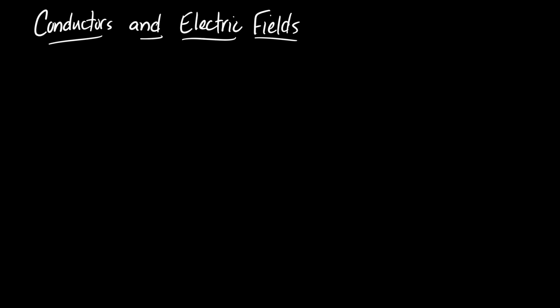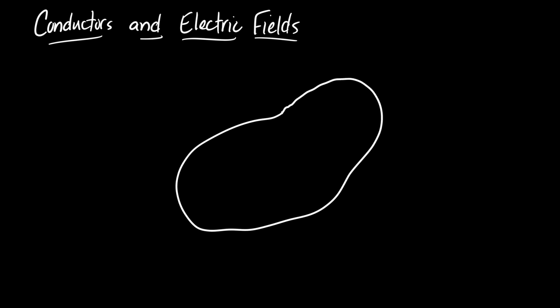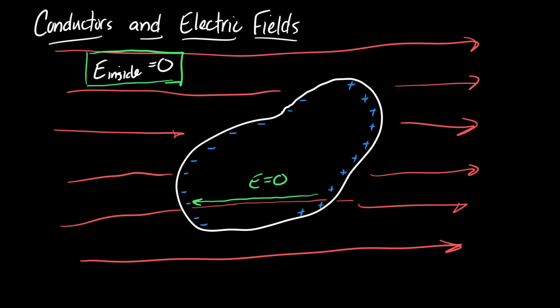I want you to imagine I have any randomly shaped chunk of conductor in space. So again, since electrons are free to move, if you place a conductor inside an area of space that has a strong external electric field, the charges will move around and separate so that they will cancel out the field inside the conductor, making the electric field inside the conductor always zero.